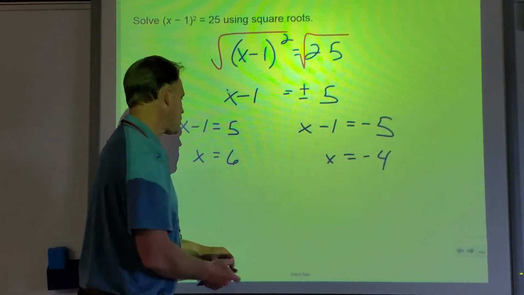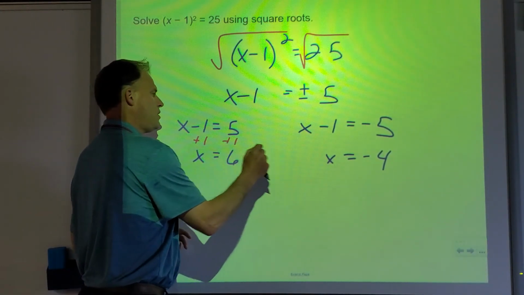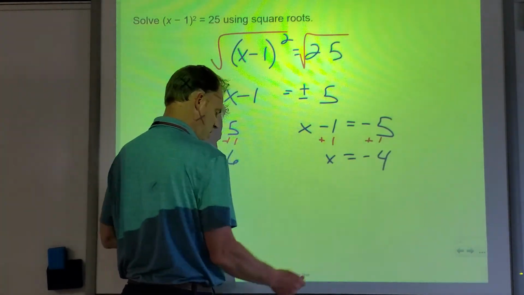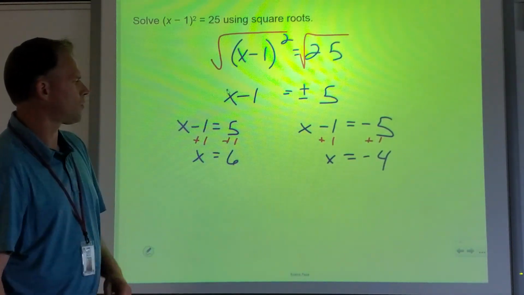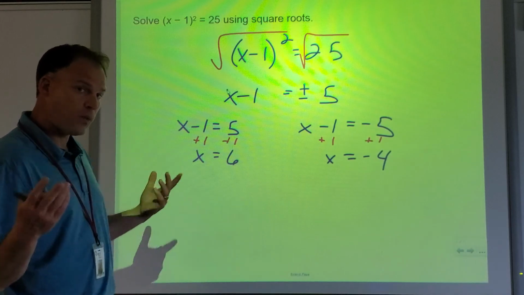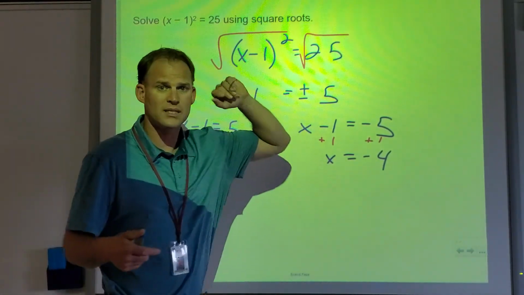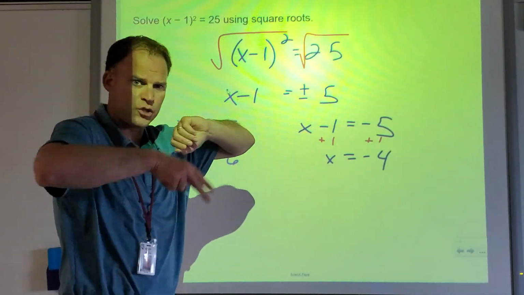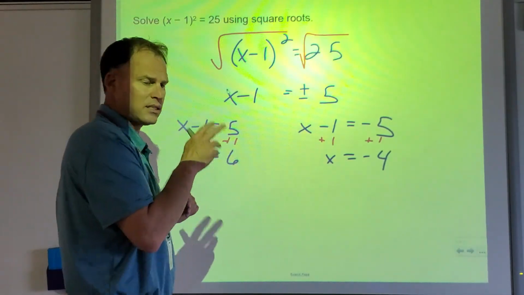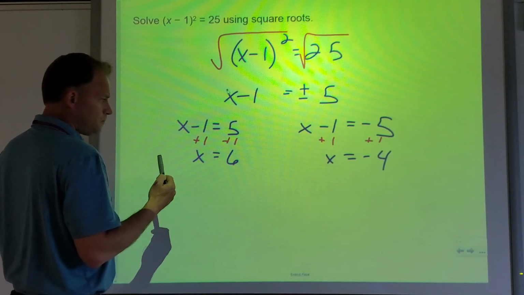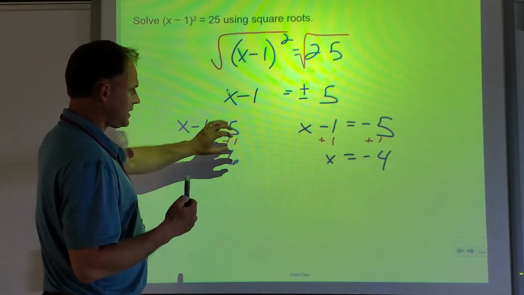All right? So solve the equation like normal. So now you have two solutions, and we expect two solutions. We talked about this a lot. The square there tells me I'm going to have two answers. Think about your parabola. It's going to hit the x-axis twice. So now I've got 6 and negative 4.